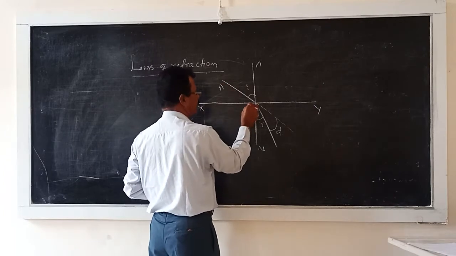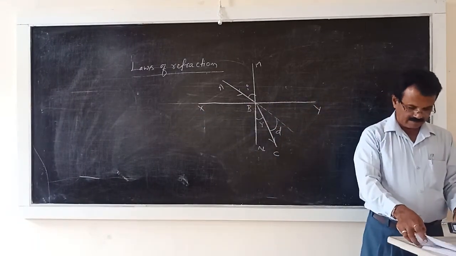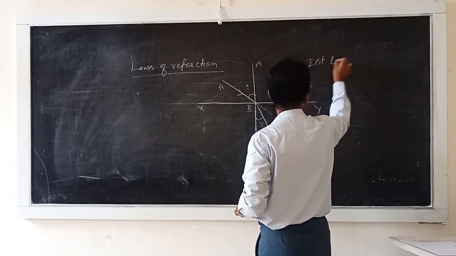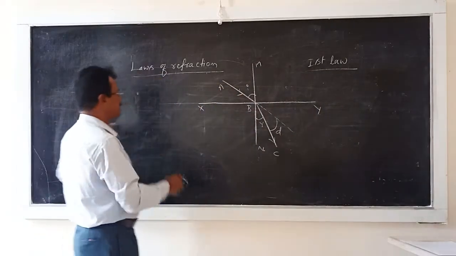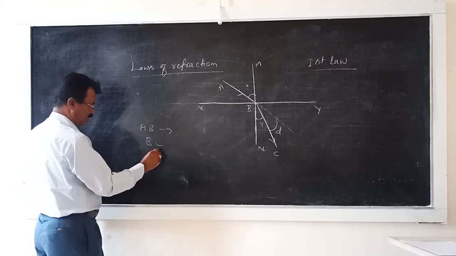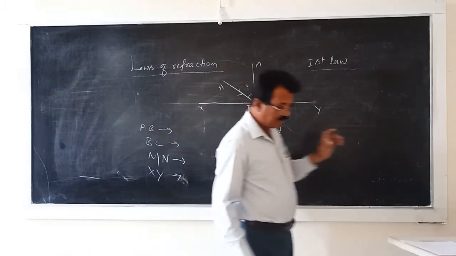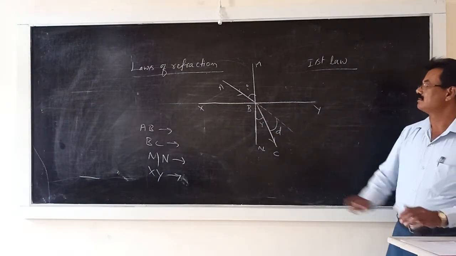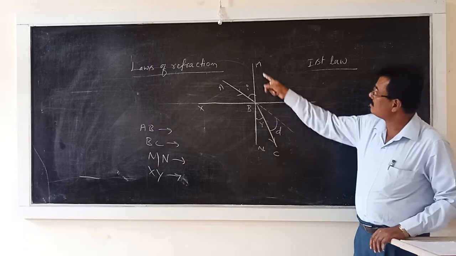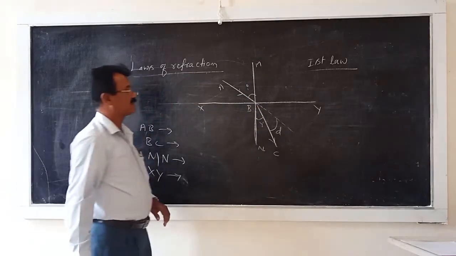XY, A, B, C. Very important here, the first law. AB is the incident ray, BC is the refracted ray, and MN is the normal. XY is the surface of separation. The incident ray AB, the refracted ray BC, and the normal to the surface of separation, BM.